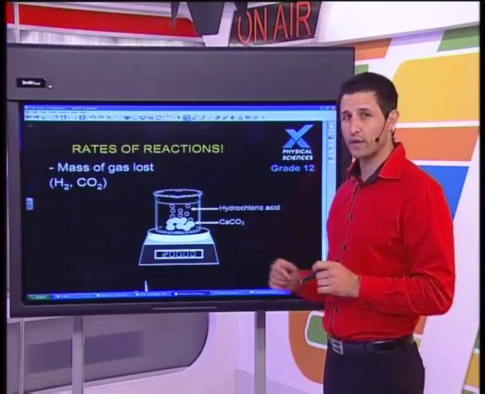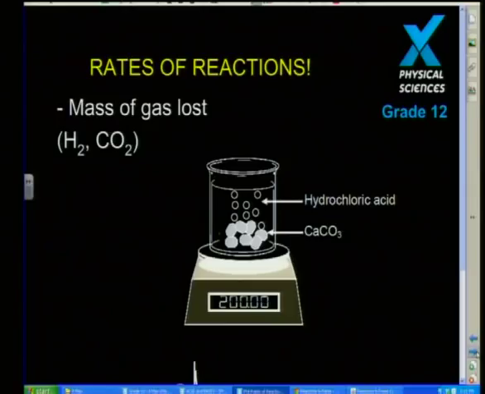Okay, this one's quite easy. I can actually measure how much of my experiment is disappearing. So the first one says the mass of gas which is lost. Now remember that some of these reactions are producing gases.